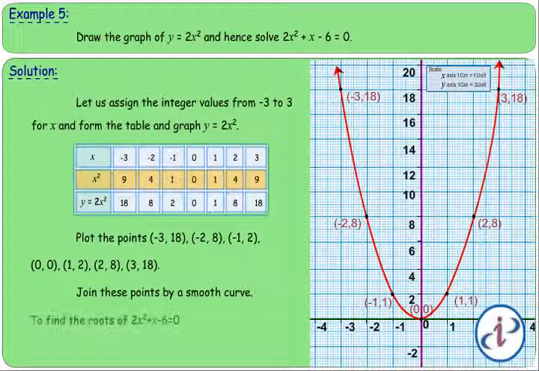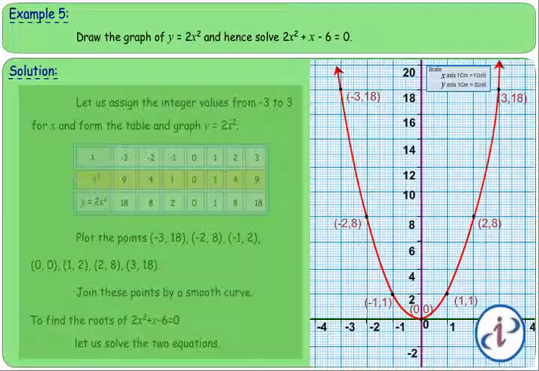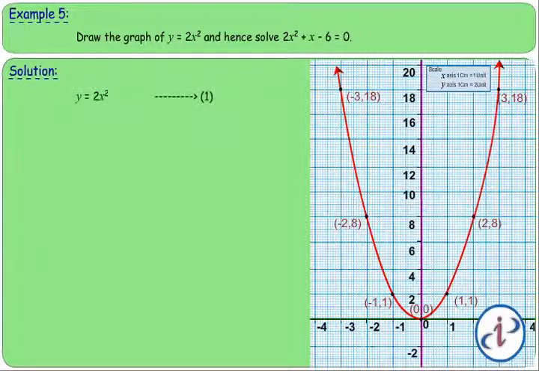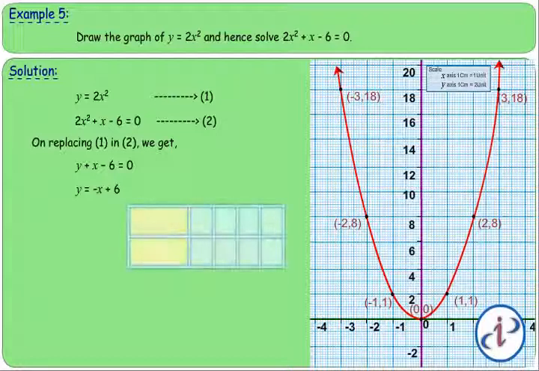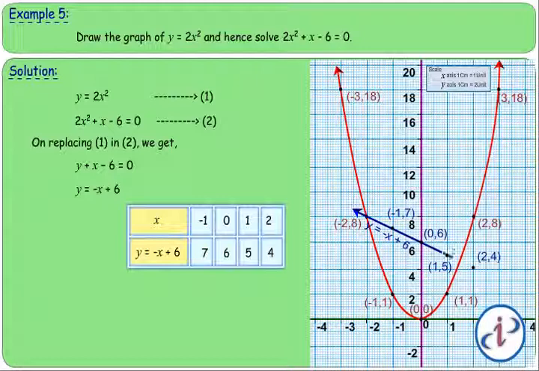In order to find the roots, let us solve the two equations. Let us write the two equations as 1 and 2. On replacing 1 in 2, we get y = -x + 6. Let us graph the equation y = -x + 6 by constructing the table.